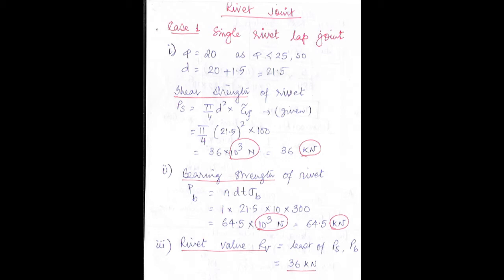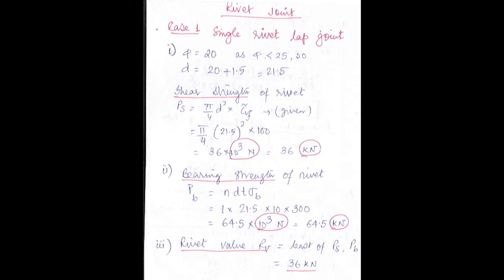So shear strength of the rivet PS is equal to pi by 4 d square into tau VF. So pi by 4 into d square, where D is 21.5 whole square. What is tau VF? Tau VF is the allowable shear stress, that is given as 100 MPa. So we have put the value of tau VF. If we calculate, it comes out to be 36 into 10 cube Newton. Now remember, 10 cube Newton means 1 kilonewton. So this comes out to be 36 kilonewton.